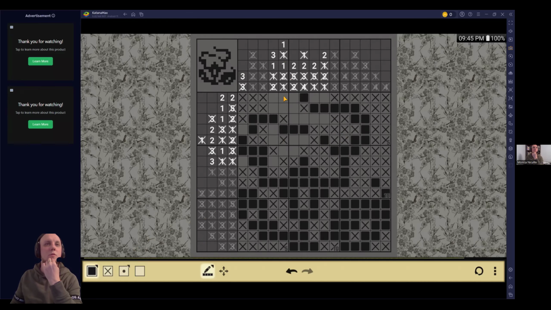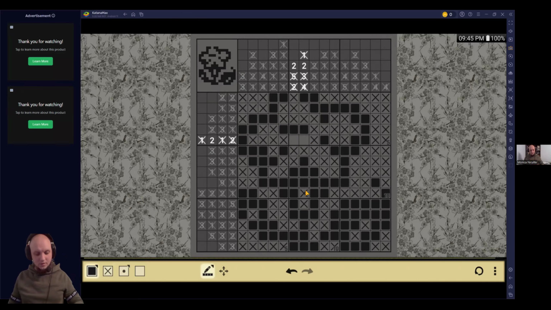This one, I don't know where it is, but the other one is clearly here. 2 like that. Another one here. That's the other 2. That's the other 2. That's the 3. 2. So we were lucky this time that we actually got it right.